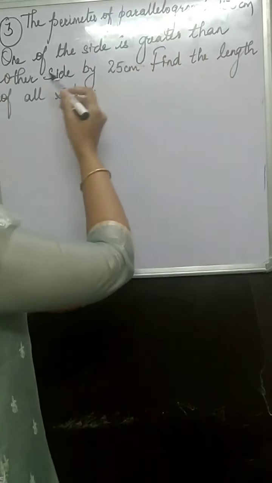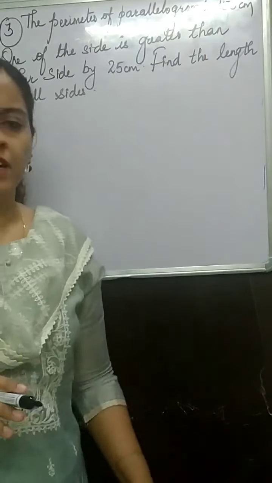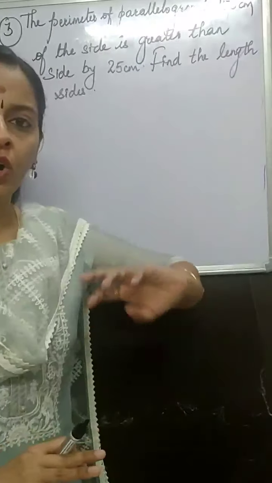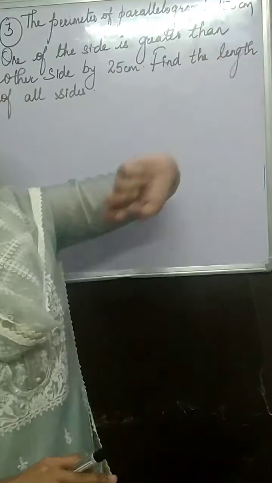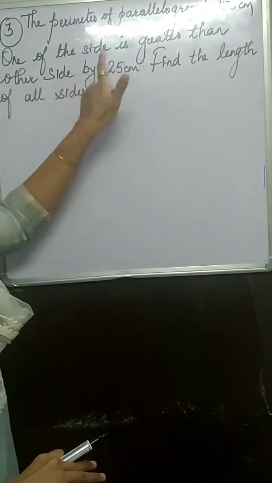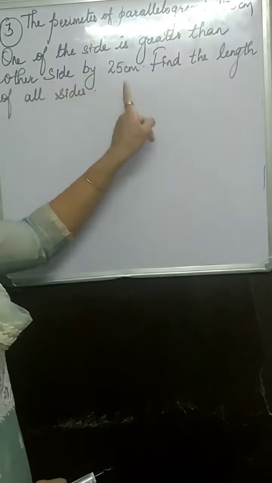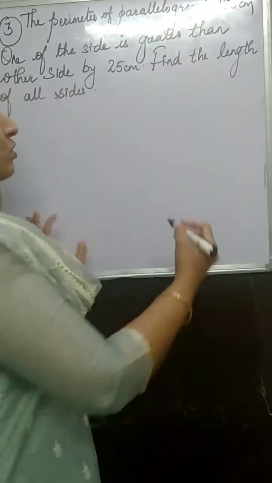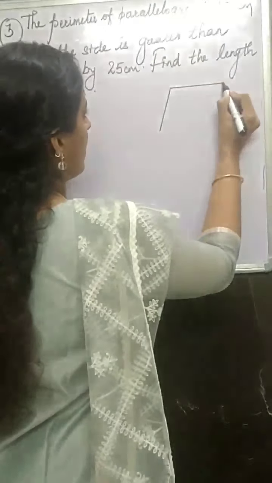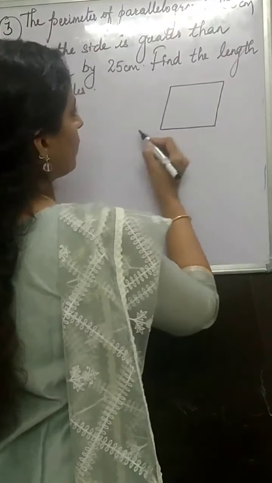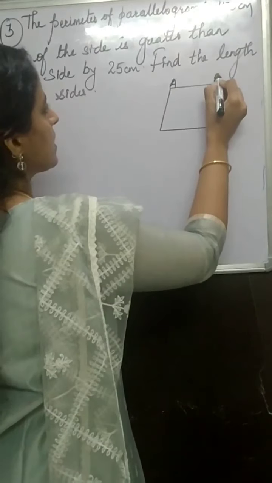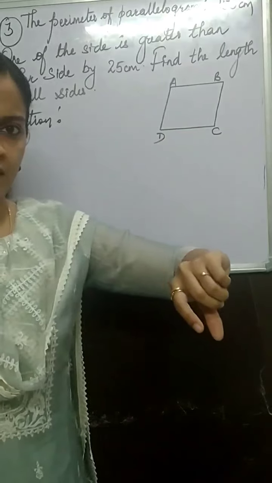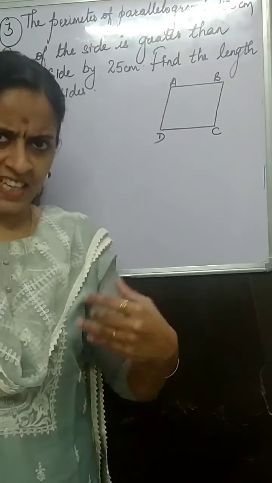The perimeter of a parallelogram is 150 centimeter. Perimeter means what? Addition of all 4 sides. So when all 4 sides are added, the perimeter is 150 centimeter. One side is greater than the other side by 25 centimeter. So suppose we have a parallelogram, let us draw this rough parallelogram, A, B, C, D. Let the other side be X.